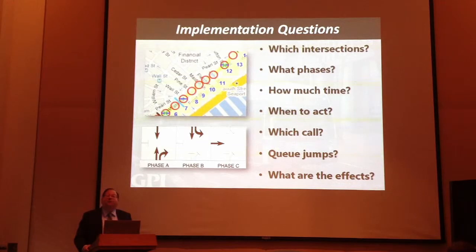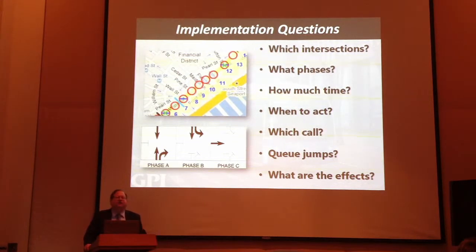Which call at an intersection should the system process first? Or maybe only one of them at all. There are bends. If you looked at that map, you can see that there are actually some bends in the corridor. So you can have buses simultaneously approaching an intersection from perpendicular directions, which means they're calling for competing phases. How do you reconcile that?